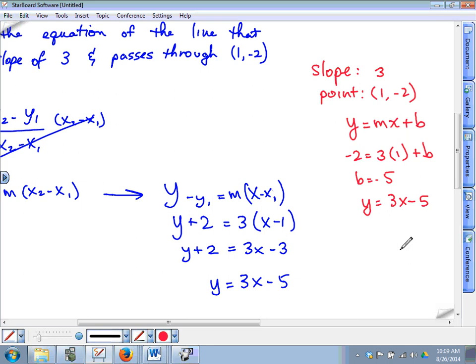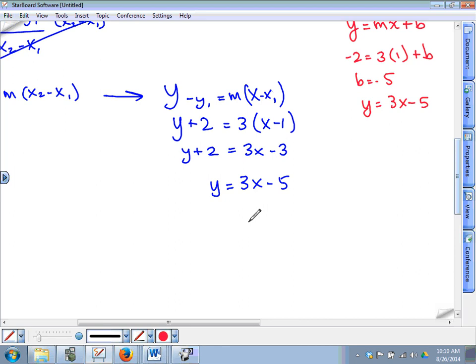They are different methods. It leads to the same result. So whichever way you want to use it, it doesn't matter. If you use point-slope form or if you use that method in red where you just lead straight to the slope-intercept form, same thing. All right, let's go on.